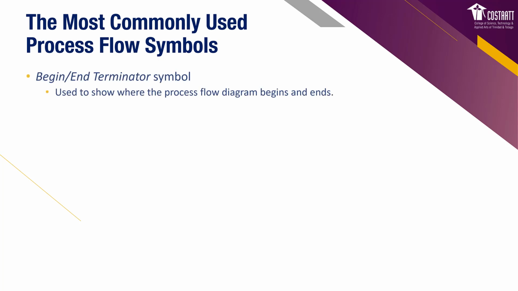So let's go. The first is what we call a terminator symbol. And that is basically a symbol that shows where the process flow begins or where the process flow ends. And it is simply the shape of a capsule. And here we go. It just looks like a capsule. By the way, all symbols are labeled. Now, these are just examples here, so I don't have them labeled, but you will see what they look like when they're labeled in a little bit.